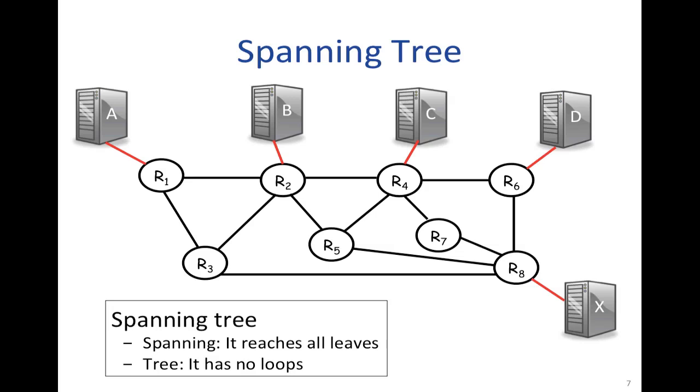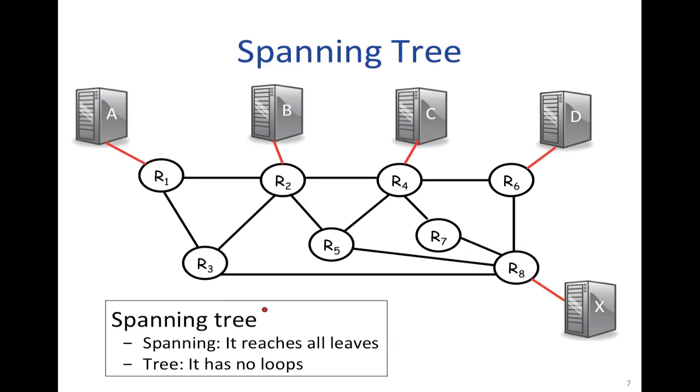When I'm populating the forwarding tables with entries, it's often the goal to create what we call a spanning tree. And we're going to see many examples of this. Spanning tree is spanning in the sense that it reaches all leaves, and it's a tree in the sense that it has no loops. So we want to make sure that every source can reach a particular destination, and we want to make sure that there are no loops.